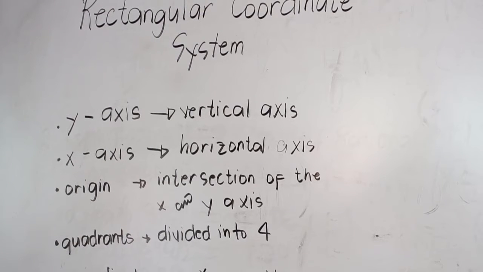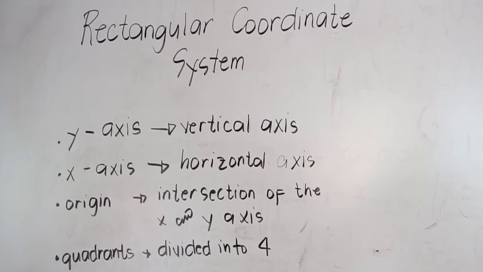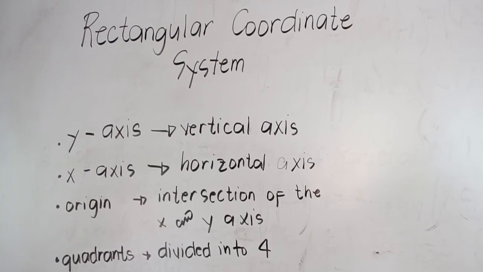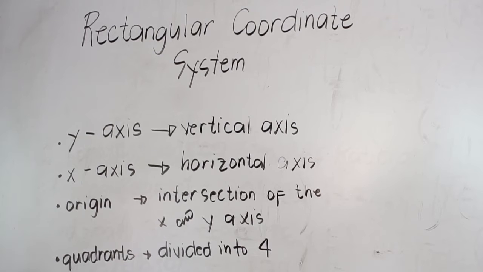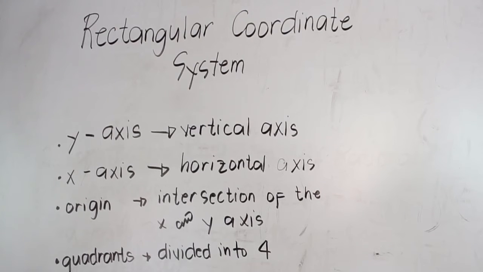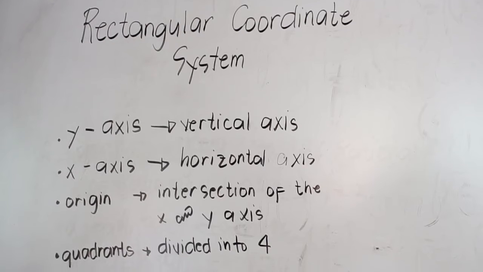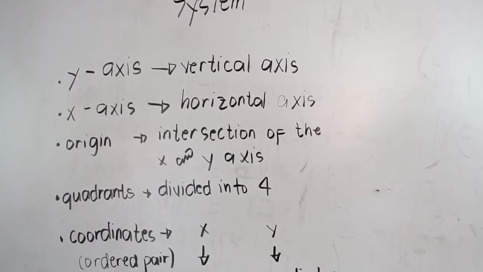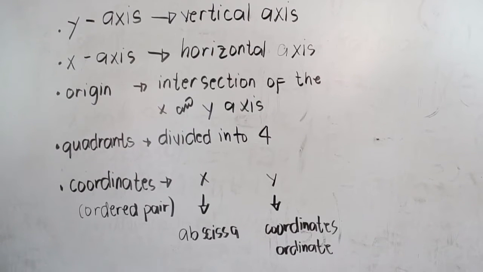So first is the y-axis. The y-axis is the vertical axis, the x-axis is the horizontal axis, and the origin is the intersection of the horizontal axis and the vertical axis. And the quadrants are divided into 4. And the coordinates, or the ordered pair, where x is known as the abscissa, and the y coordinate is the ordinate.